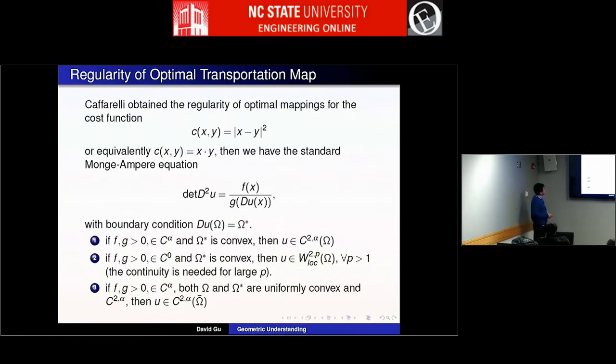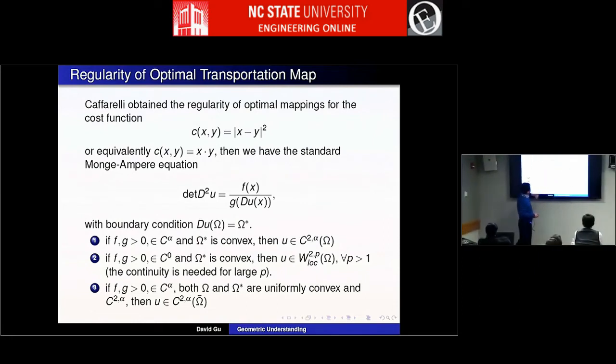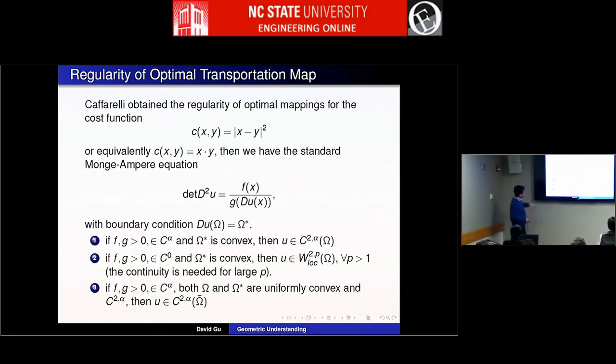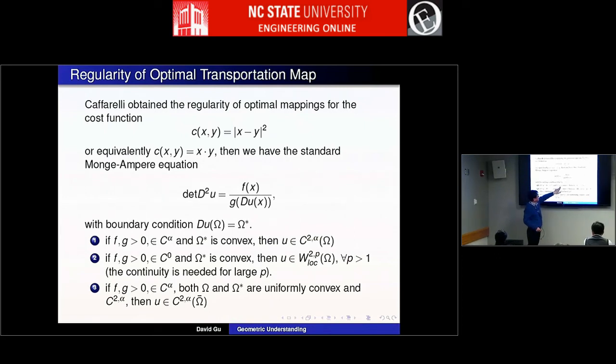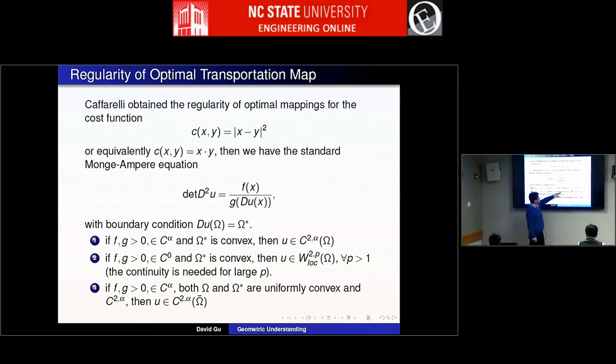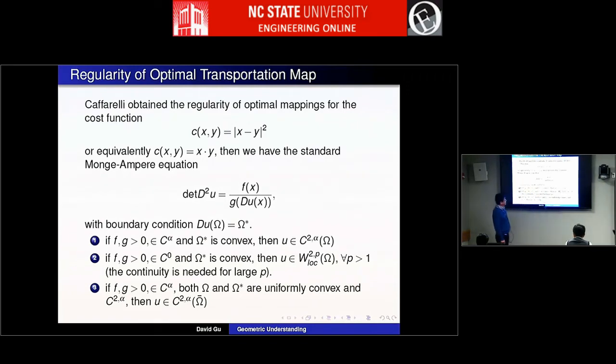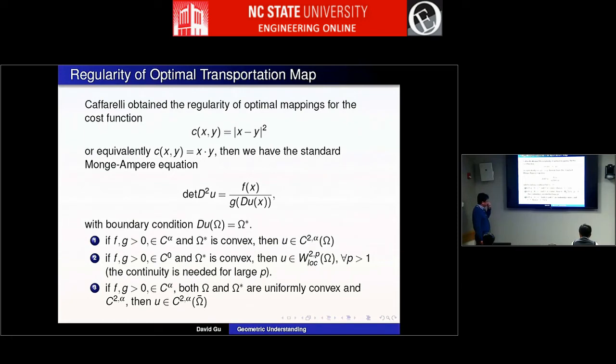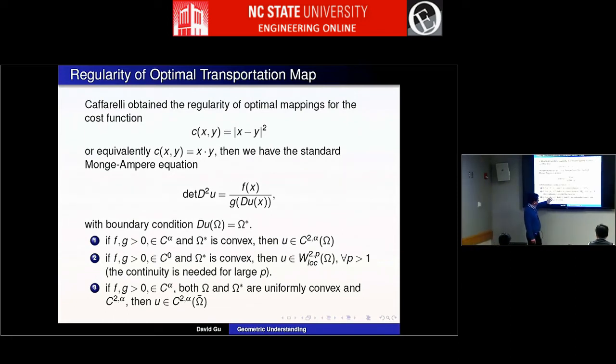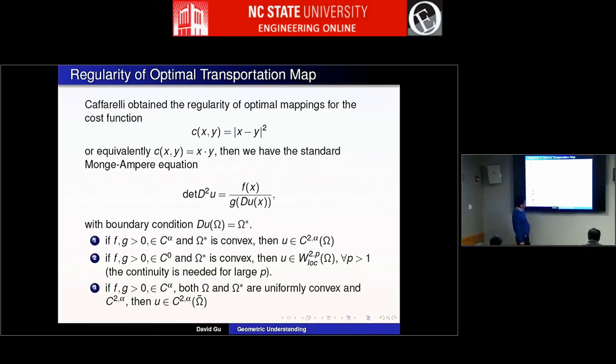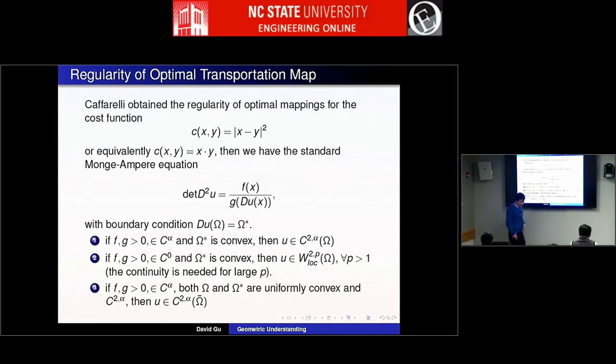Then Caffarelli obtained the regularity of optimal transportation for the quadratic case. He says the following. Suppose the density functions are positive and smooth, with Hölder continuity alpha, and the target domain is convex. This is important: the target is convex. Then the Brenier potential is two degrees smoother than the density. Given the smoothness of the density functions, we can get the smoothness of the map.